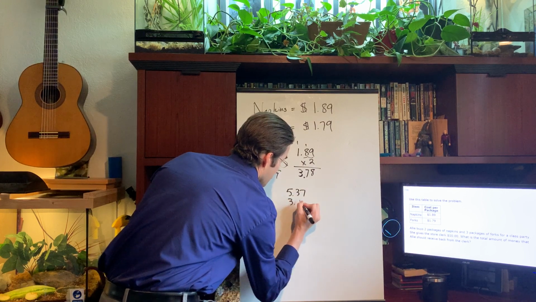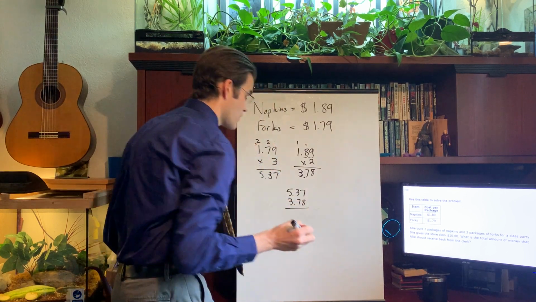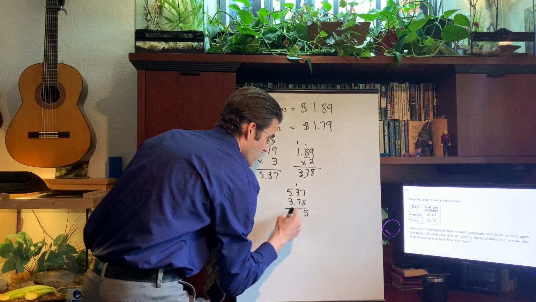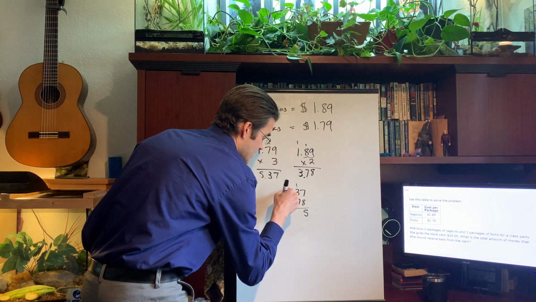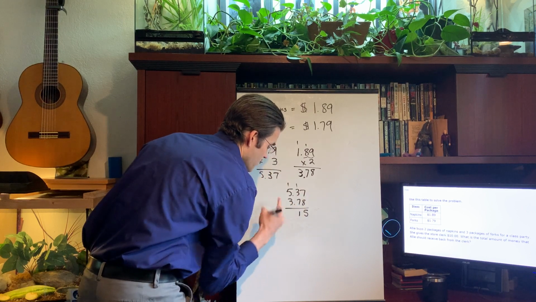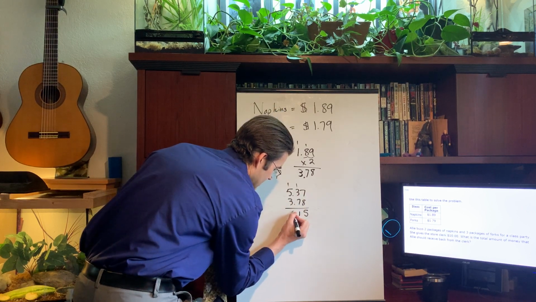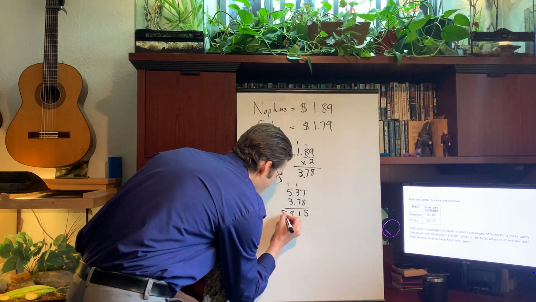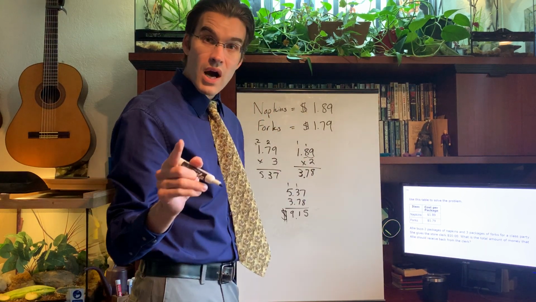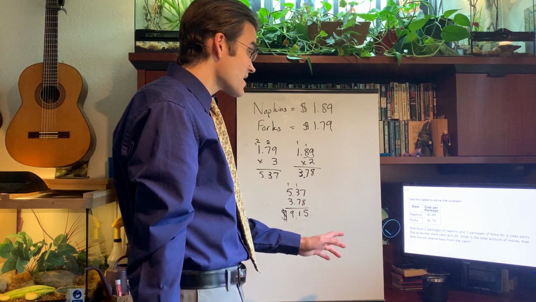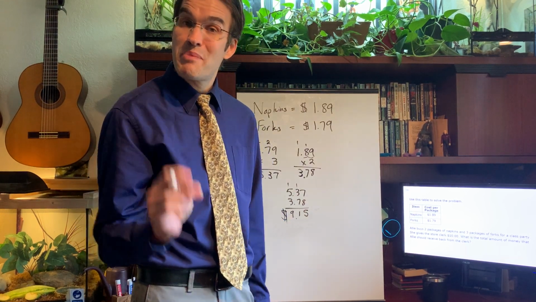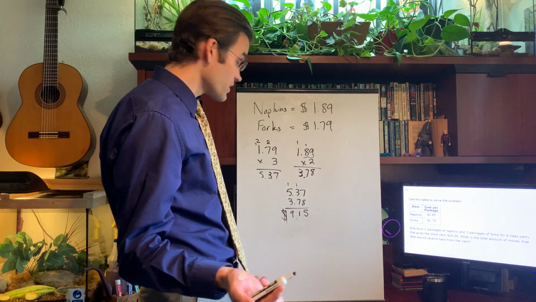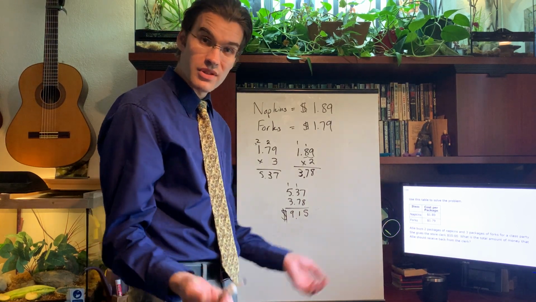$5.37 plus $3.78. Okay, 8 plus 7 is 15. Carry the 1. 7, 8, 9, 10, 11. Carry the 1, 5, 6, 7, 8, 9. $9.15. Okay, now we know the total cost. But the question says, how much should she receive back? This is a huge multi-step problem. It's not difficult, but there's a lot of steps.